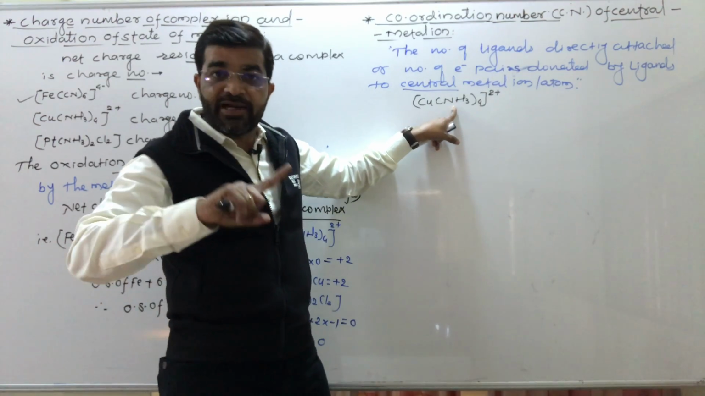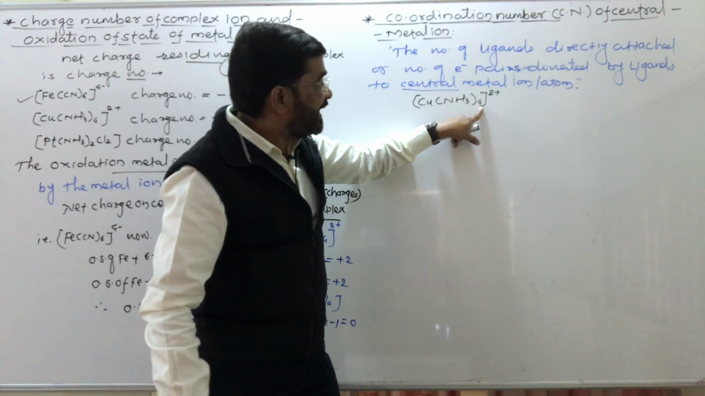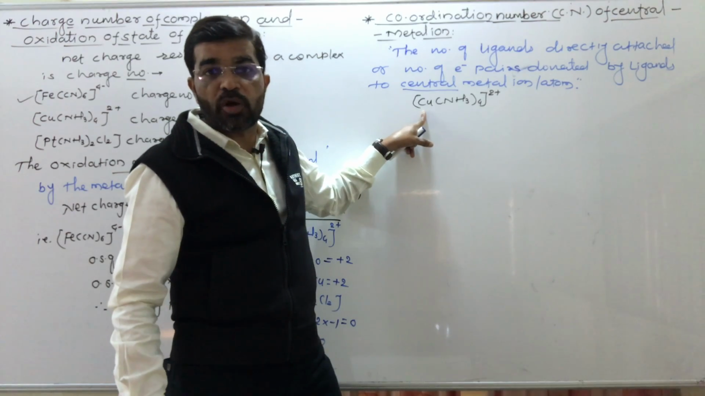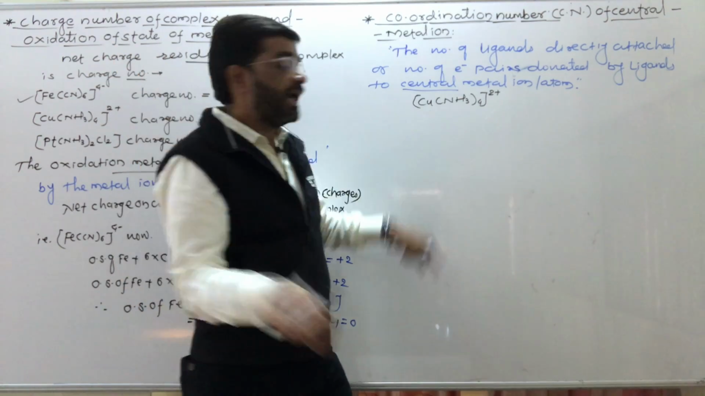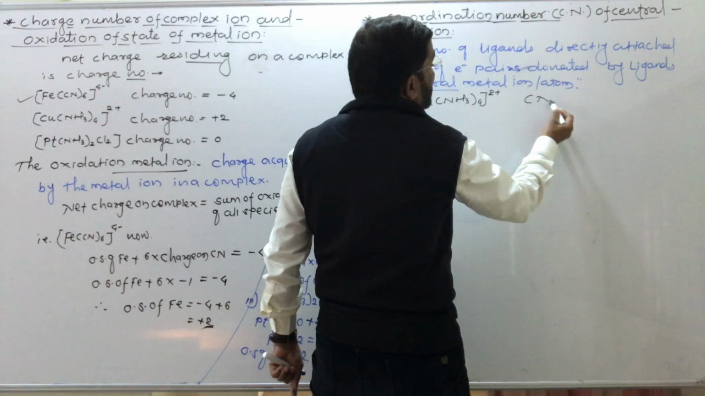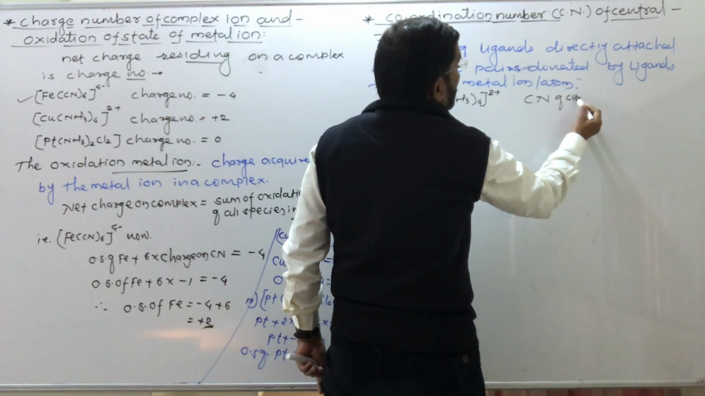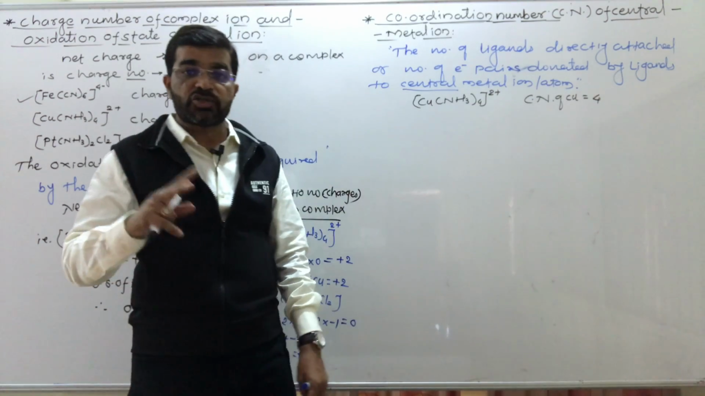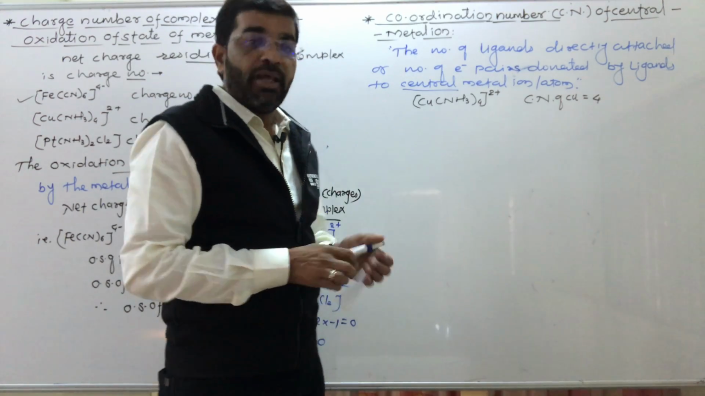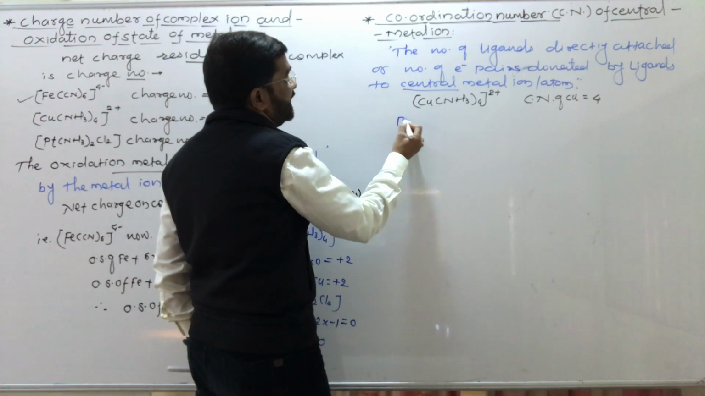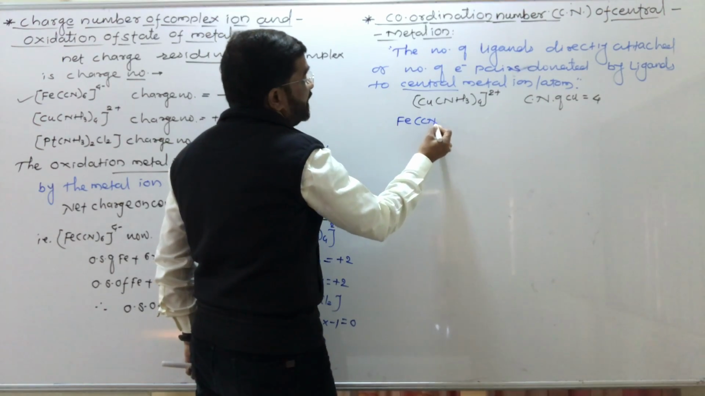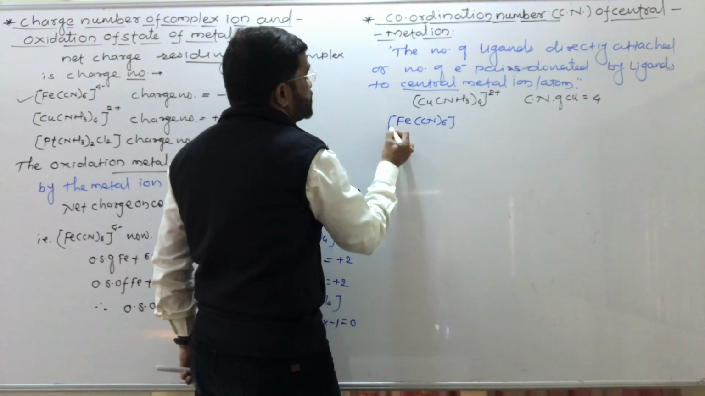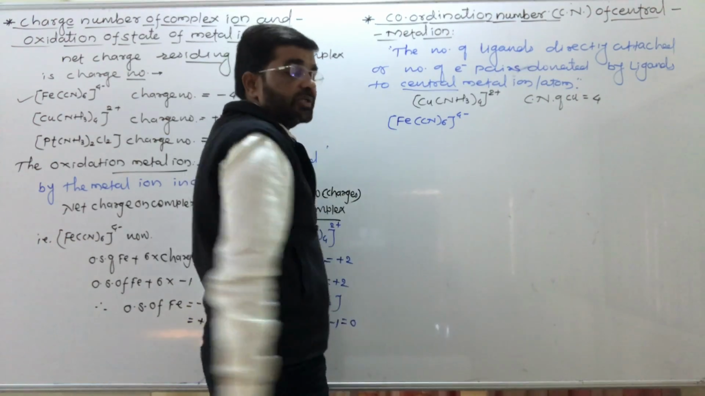Ammonia is a monodentate ligand, and how many ammonia molecules are attached to this copper +2 ion? 4, and therefore the coordination number of copper is equal to 4 in this complex. Now, the second example we will take here, [Fe(CN)6] with 4- charge.